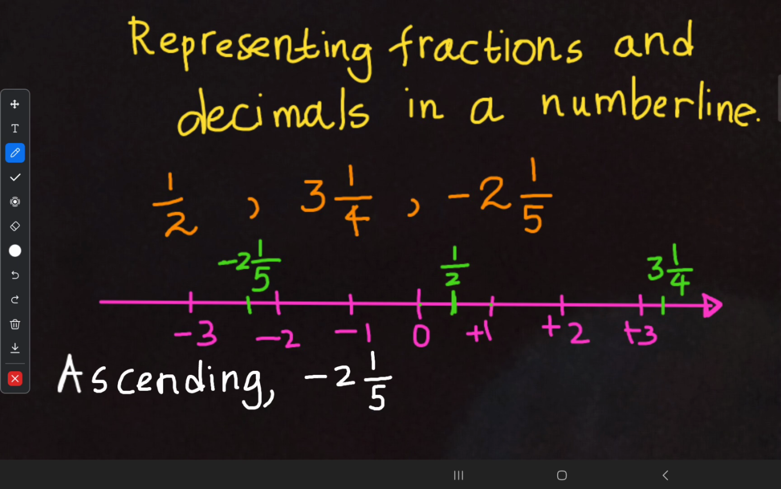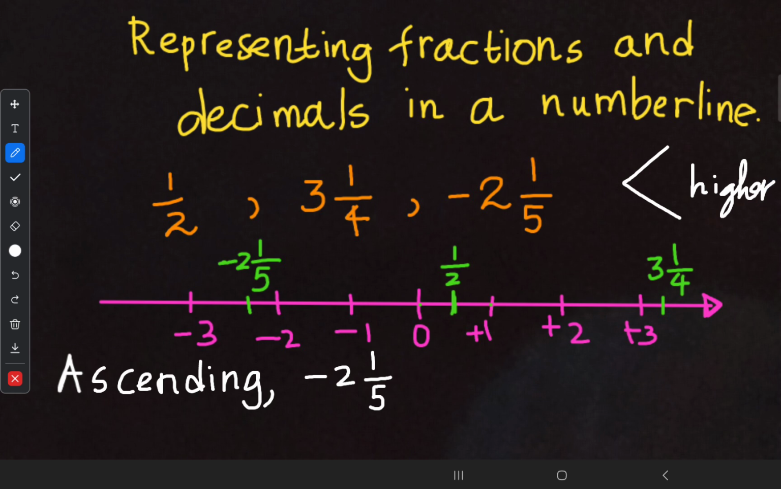Here we are going to use some symbols, greater than and less than. Those are some important symbols we are going to use. When we use this symbol, on the open side you have to point your highest value.